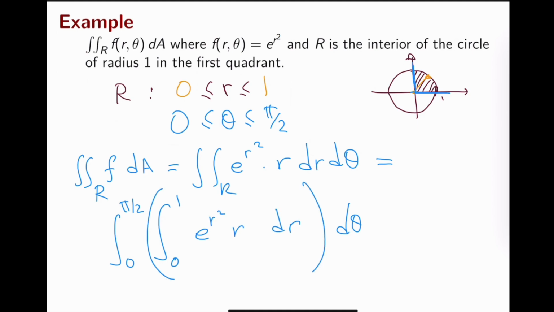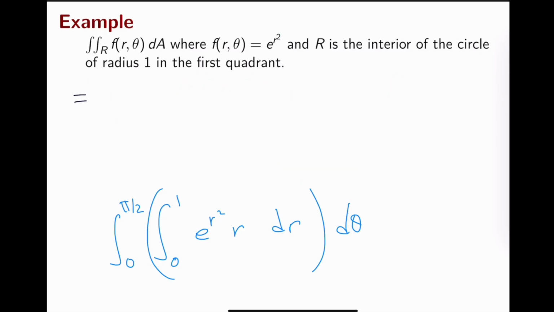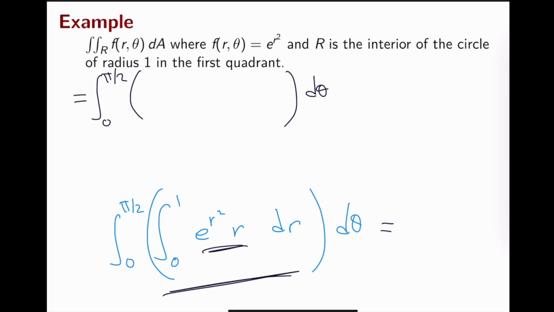And as always, we are going to leave this one for the end, and we are going to start by solving whatever is between parentheses. So this is going to be equal to the integral from 0 to pi half, and we leave the d theta outside. And inside, we are going to write down this integral. So first, we calculate the primitive of e to the r squared r.